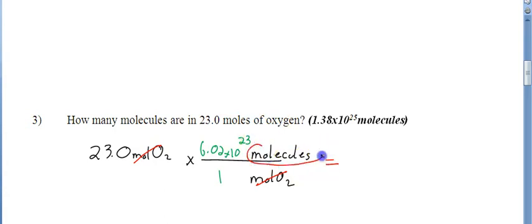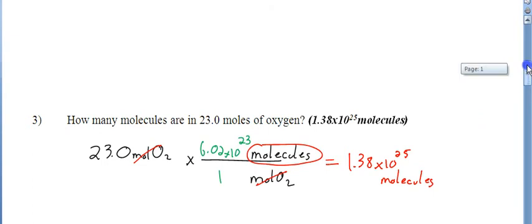I'm left with molecules, and now all I need to do is, again, multiply the top numbers, divide by the bottom numbers: 1.38 times 10 to the 25th molecules. So these are the two types of conversions that we can do at this point.